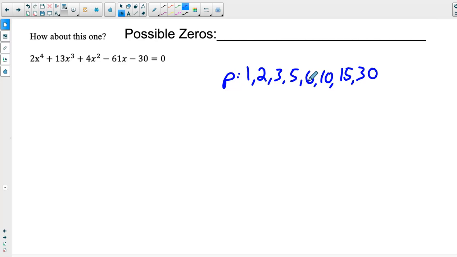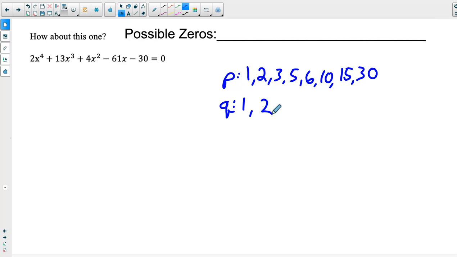Then I look at Q. What is Q? 2. When you have a number other than 1 as Q, yuck. It gets kind of nasty. So here we go. So my factors for Q are 1 and 2. So possible zeros. I start with taking all the P's divided by 1. And then I go back and I do all the P's divided by 2. I do not have to have repeats.